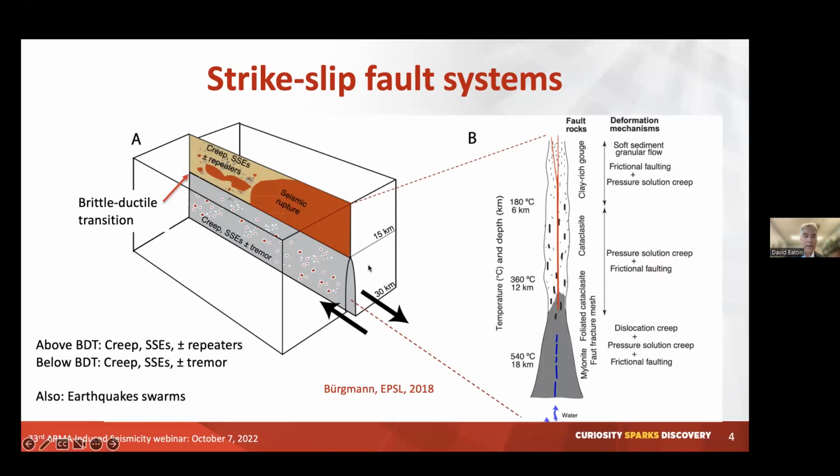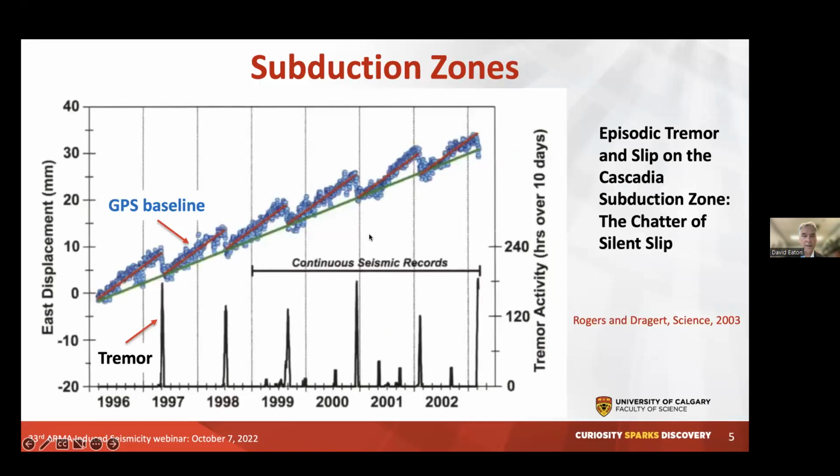So in this, you can see that there's a profound change at the brittle ductile transition, which is about 15 kilometers depth in this area. And we see that in exposed sections of faults as well. But above the brittle ductile transition, the slow slip on the fault is manifested in a number of different ways. Creep, as I was just showing, slow slip events, and then sometimes repeating earthquakes, which are thought to be repeated slip on a stuck patch or an asperity on a fault. If we go below the brittle ductile transition, we see a variety of processes, including creep and slow slip events, but also including tremor, which we'll talk a little bit more about next.